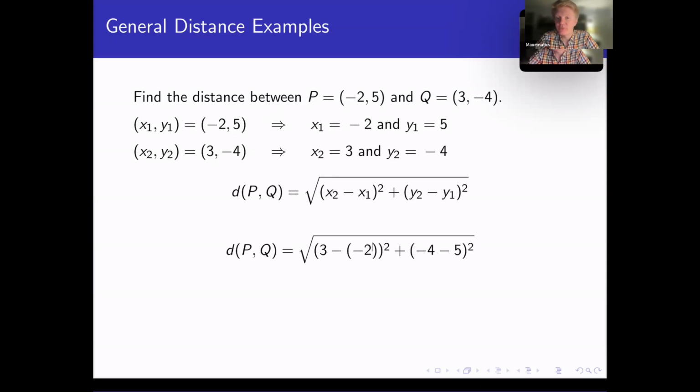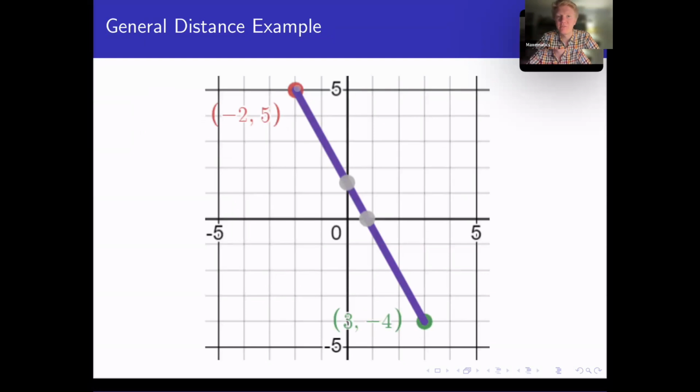3 minus -2 is +5. -4 minus 5 is -9. 5 squared is 25. -9 squared is 81. And the square root of 25 plus 81 is the square root of 106, which is roughly 10 units. So the length of the line that connects -2, 5, and 3, -4 is roughly 10 units long.